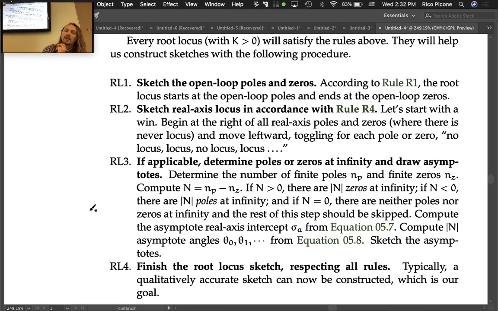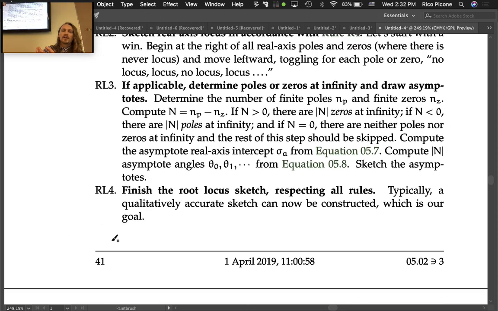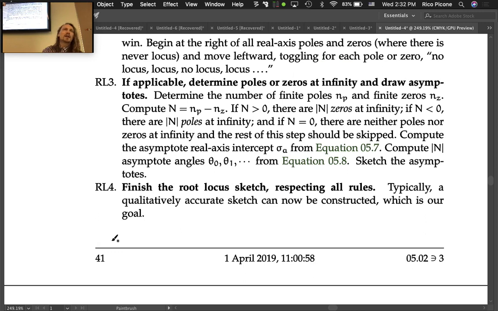Step 3: if applicable, determine poles or zeros at infinity and draw asymptotes. So if we've got more poles than zeros, which is common, then we're going to have zeros at infinity, and we need to find out what the real axis intercept, sigma A, is going to be, and then what the angles of those asymptotes are going to be, the theta m equation. Then we sketch the asymptotes, and finally we finish the root locus sketch respecting all rules.